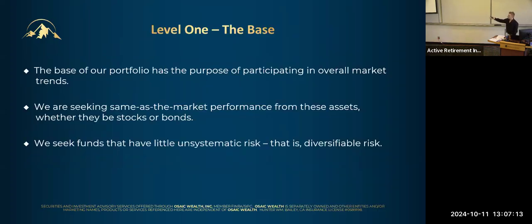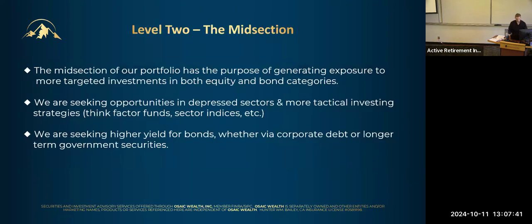So with that first level, like I mentioned, we're just trying to participate in the overall market. We're just trying to feel that trend, see the same as the market performance, really low unsystematic risk, super diversified, lots of individual holdings within the funds, and low cost, hopefully, so that we're biasing our portfolio towards a lower cost overall. Even if we have some more expensive funds later on, we hope that these will just bring our averages down so we're not paying too much for general market trends.